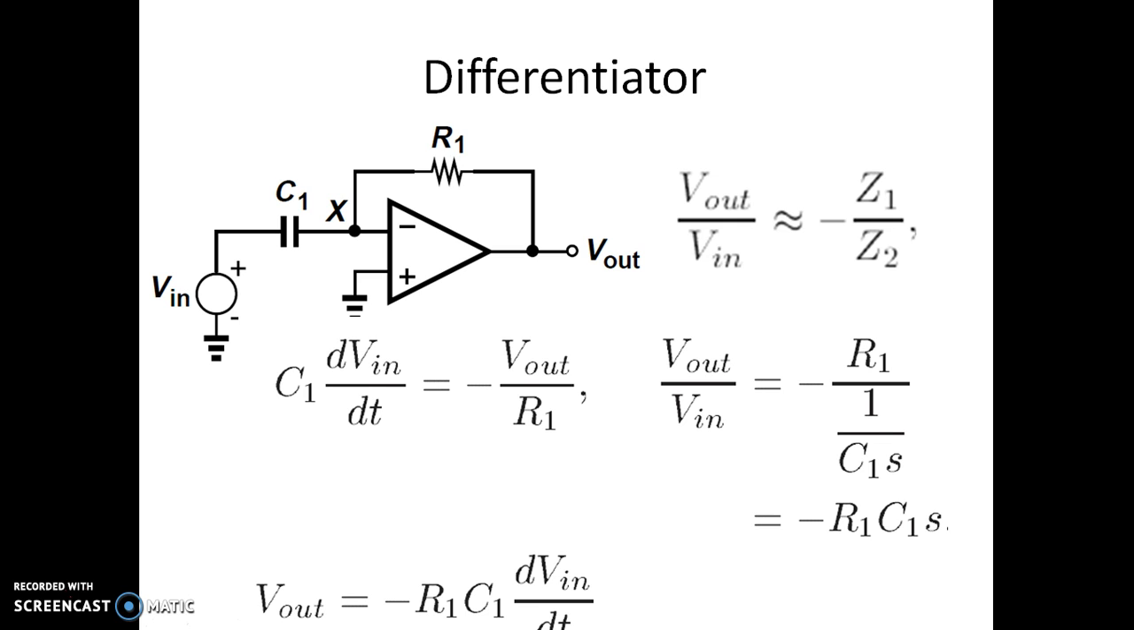Similarly, we can obtain a differentiator output on the same lines. In place of Z1 we have a resistor, in place of Z2 we have a capacitor C1. So again equating the current that is flowing through C1 and R1, we'll get the output expression as Vout is equal to minus R1 C1 into derivative of the input voltage, that is dVin by dt. Its Laplace transformation can also be written in this fashion. So this way we are able to build circuits using operational amplifier.